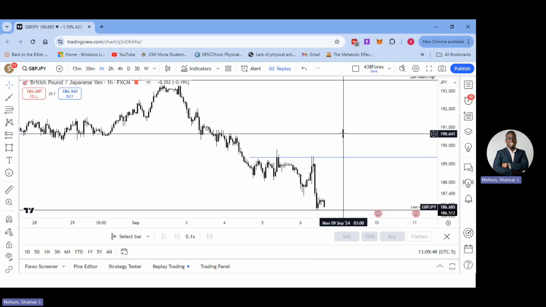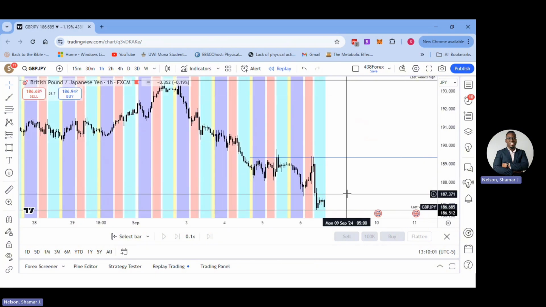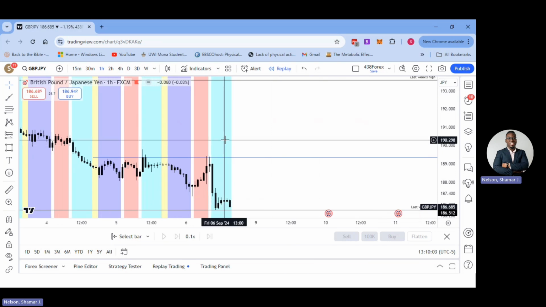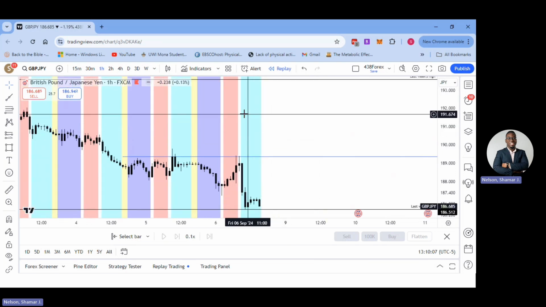Now, I don't bust my brain to determine when the sessions start. All I do is go to indicators up here and click on the one called CM4X sessions highlight. What it does is give me the trading sessions. I've gone through this in previous lessons, but the green, or whatever this aqua is, is New York. The white space is where the crossover takes place. That's where both sessions are running at the same time, so there's a crossover.